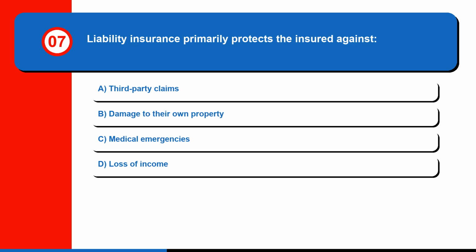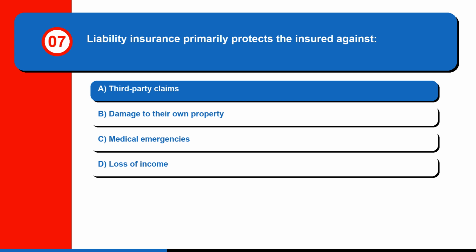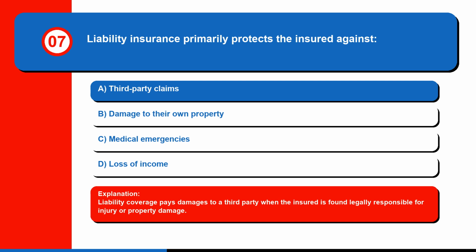Question 7. Liability insurance primarily protects the insured against A. Third-party claims. B. Damage to their own property. C. Medical emergencies. Or D. Loss of income. The correct answer is A. Third-party claims. Liability coverage pays damages to a third party when the insured is found legally responsible for injury or property damage.